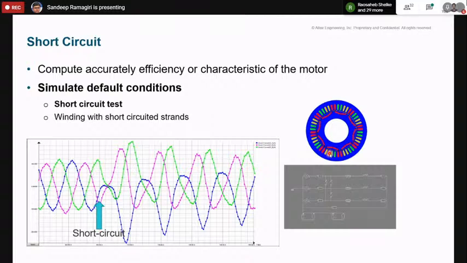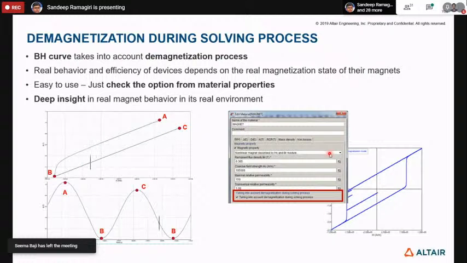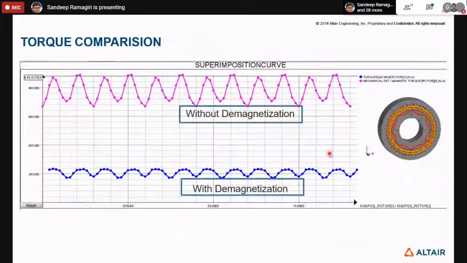Another one is demagnetization. Demagnetization is very important, and we need to simulate that at the pre-design stage only, where we demagnetize the magnets and look at what performance I am going to get when we have a demagnetization. So if you look at this, with and without demagnetization, the torque coming from the motor is reduced with demagnetization when compared to without demagnetization.